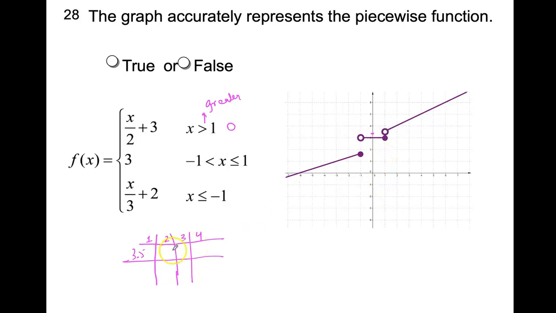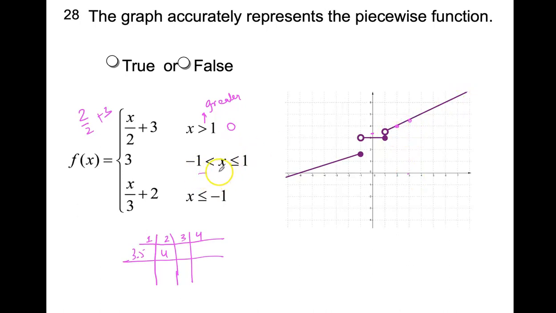You see? x equal to 2, 2 over 2 is 1. 1 plus 3 is 4. When x is 2, y is 4. Yeah, this is 4 over here. When x is 3, 3 over 2 is 1.5, plus 3 is 4.5. Yes, this is 4.5. So this is correct. Let's go to this one.